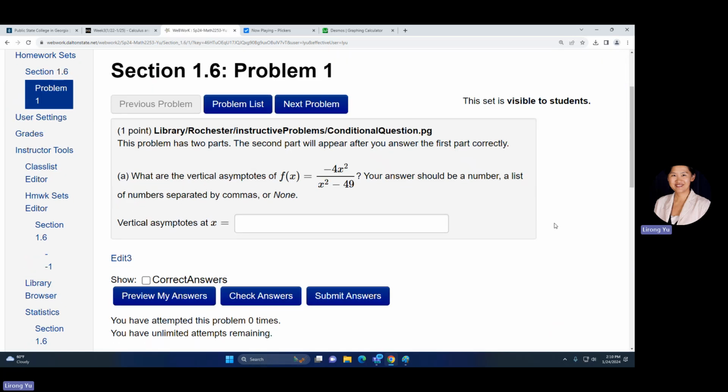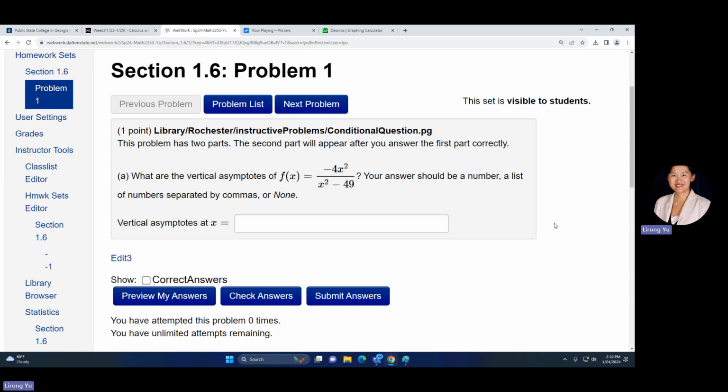Right, so this is question number 1 on homework 1.6. It says this question has 2 parts. The second part doesn't show up once you finish the first part. I don't see this kind of arrangement as often. I did the first part. It's different. Yeah, there's something else that pops up.